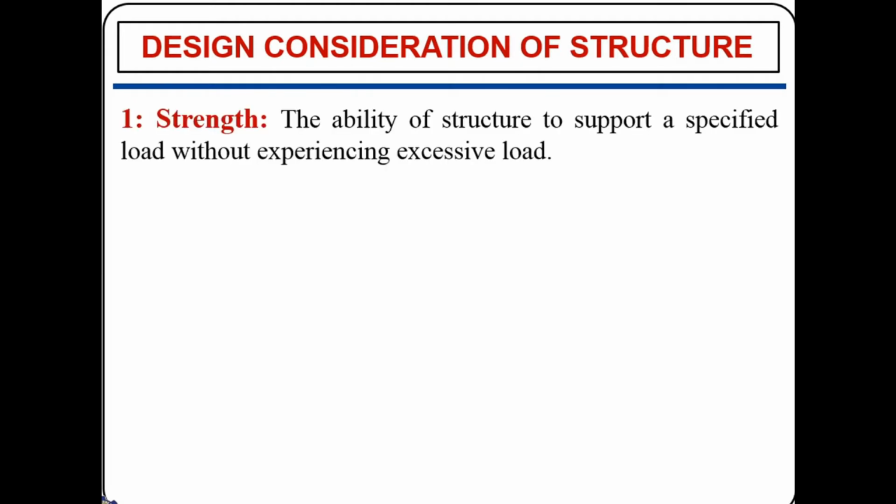Okay, the design consideration of the structure. Primarily there are different types of design considerations that we consider in the design of any structural component. Number one is the strength criteria. So what is the strength criteria? Strength criteria is that the maximum applied stress should be less than or equal to the material strength.